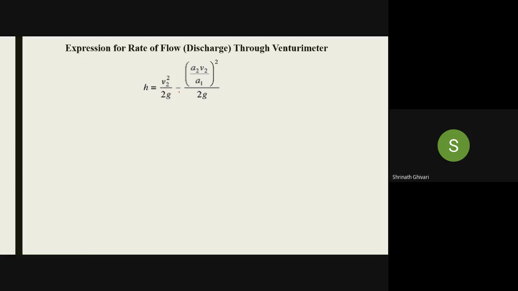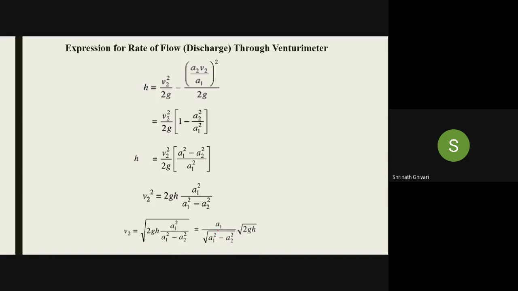So h equals V2 square by 2g minus (A2 V2 divided by A1) whole square divided by 2g. After simplification, we get the value of V2 as A1 divided by square root of A1 square minus A2 square, into square root of 2gh. Now we got V2. The discharge formula is Q equal to A2 into V2. You can take A1 V1 also, since the discharge remains the same, but to not get confused, we are taking A2 into V2.